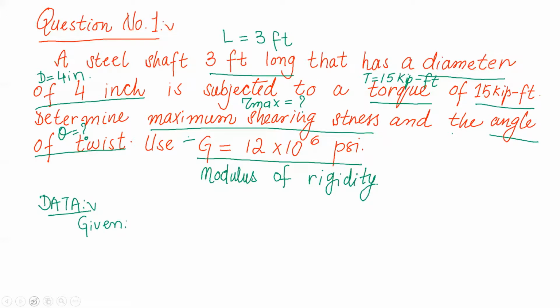So this one is going to be this. So the given is what? L equals 3 feet is given to us. Then diameter is equal to 4 inches. Torque is equal to 15 kip-feet.